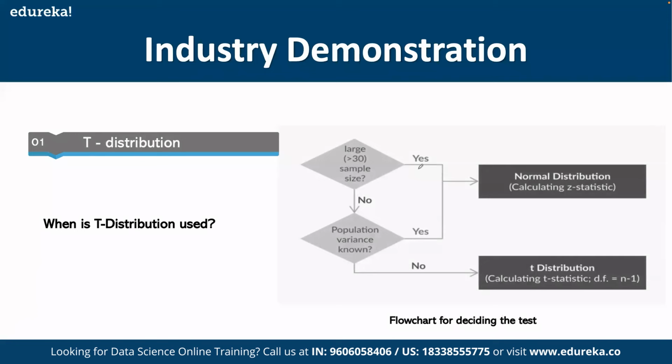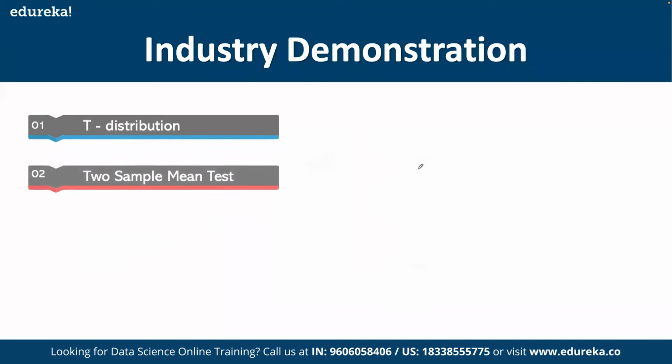This is how we decide whether to use the t-distribution or the normal distribution. If I've got a large sample, then I'll use the normal distribution. If I've got very small samples and the population variance is not known, then in such scenarios we use the t-distribution. And there is something called a two-sample mean test.